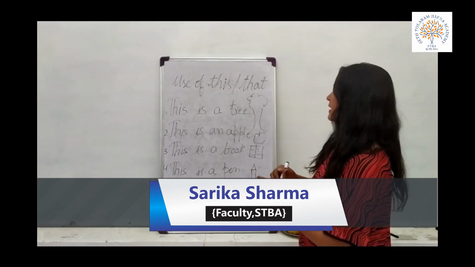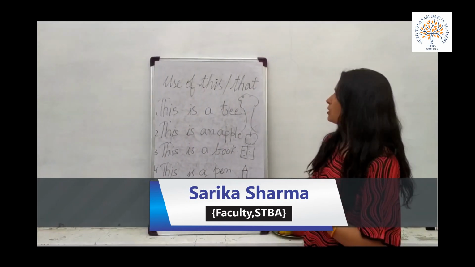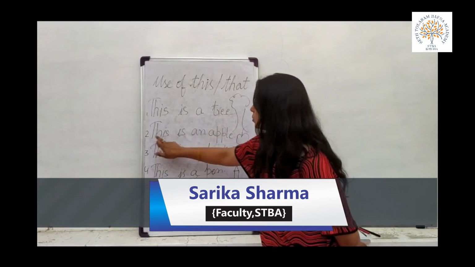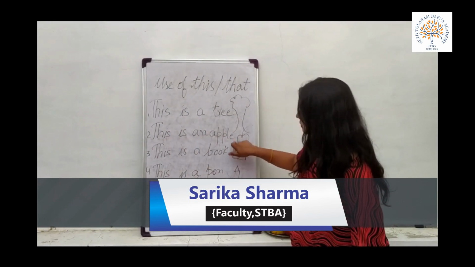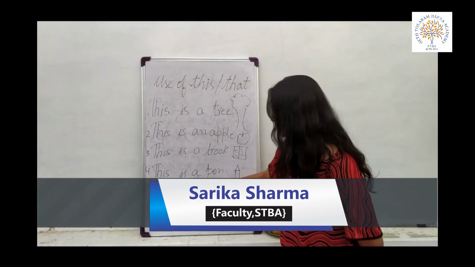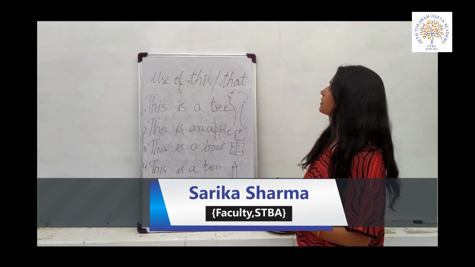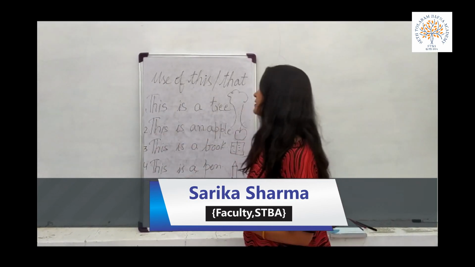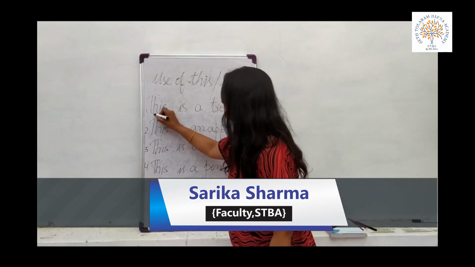Now first I will read the sentences which I have written on the whiteboard. Number 1 is, this is a tree. Number 2, this is an apple. Number 3, this is a book. And the fourth one is, this is a pen. Now you will think why I have written this in all these 4 sentences. So I will explain to you.